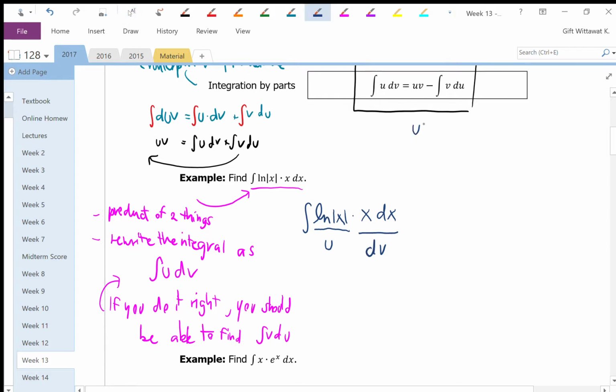So my u here is log of x, and then I have my dv, which is x dx. So if u is log of x, what is du? The derivative of log is 1 over x, so du is going to be 1 over x dx.